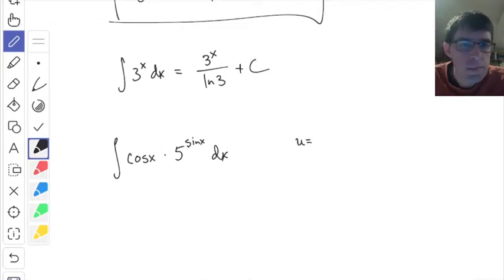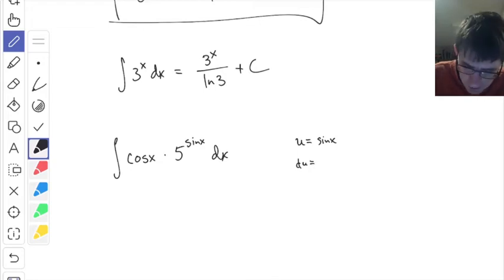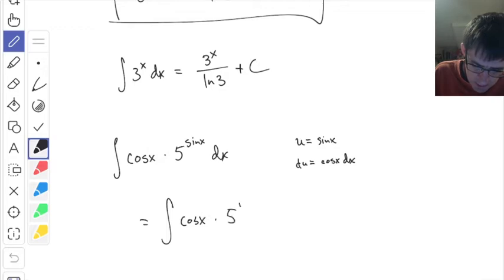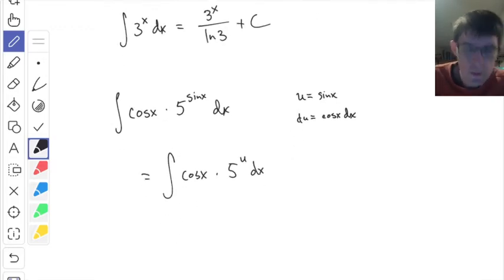Sine. Yeah, how about sine of x? Generally you want to choose the u to be something which is on the inside of something, and in this case, choosing the inside of the exponent is a good idea. So u is sine of x, and that means the du would be the derivative of sine, which is cosine x dx, of course. And then we plug it in here. What do we get? The integral of cosine x times 5 to the u dx. I just stuck the u in where it goes.